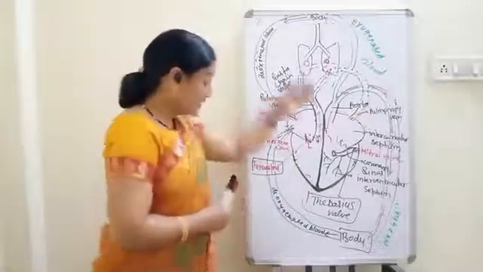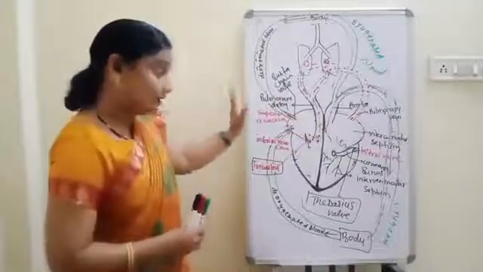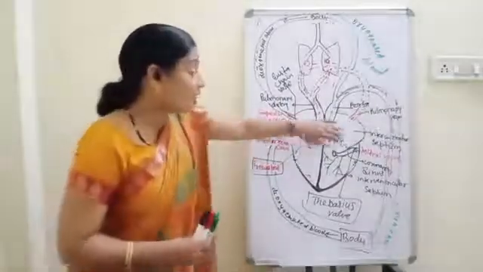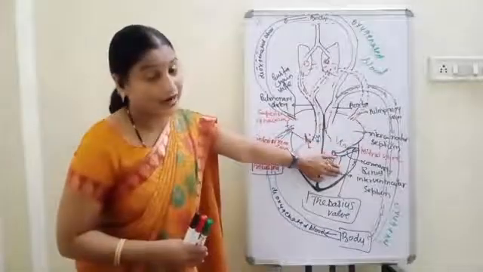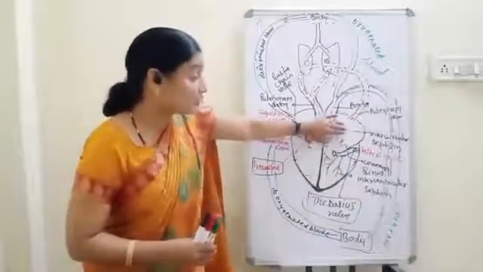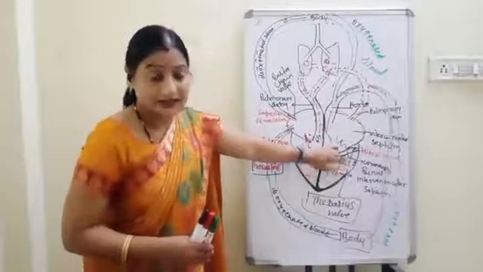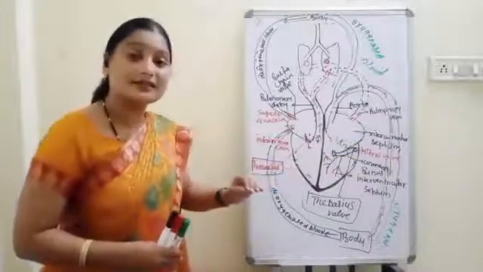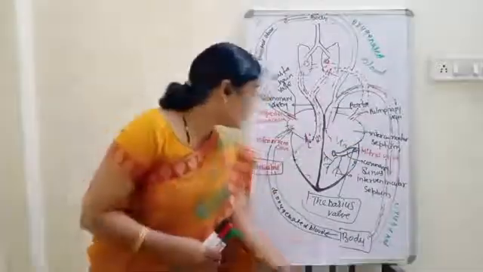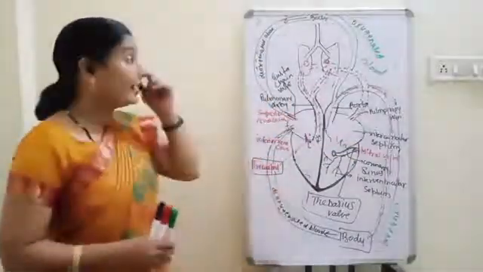Clear? Now, we have seen that these auricles contract together and then the ventricles contract together. Because of this contraction and relaxation, our heart beats, and that is called the heartbeat. Okay, so the next point is the heartbeat.